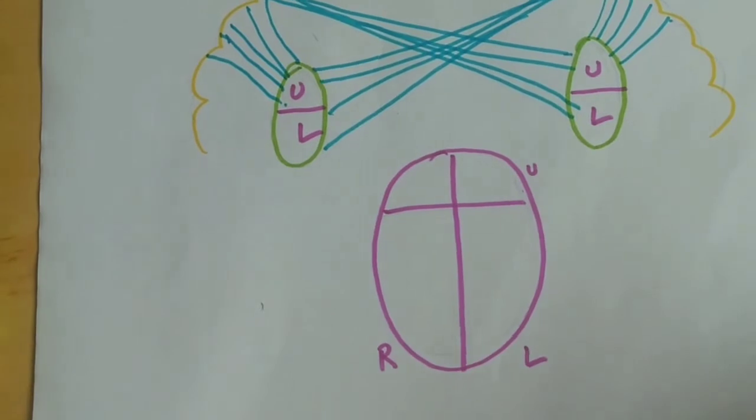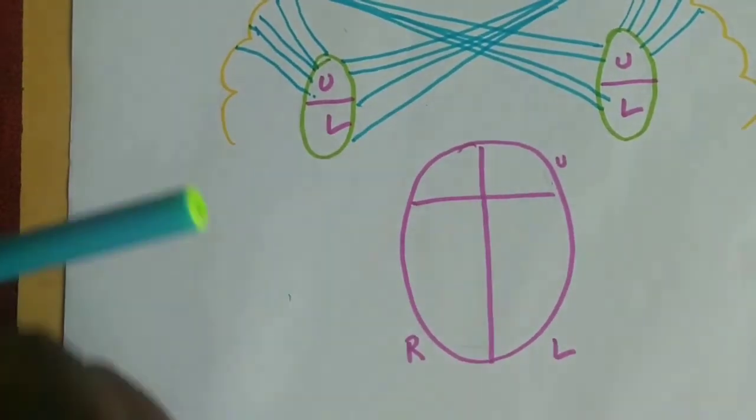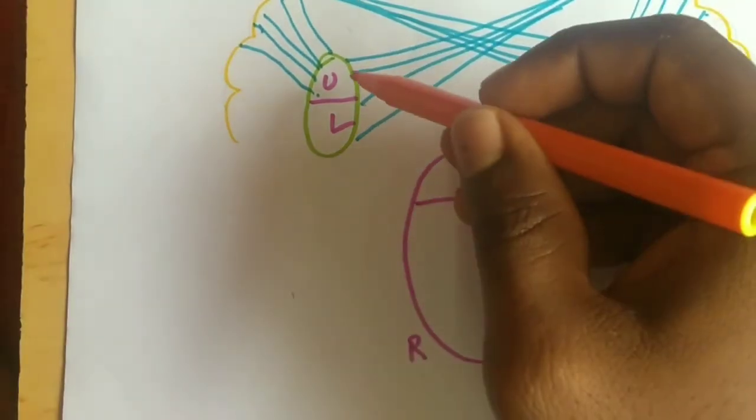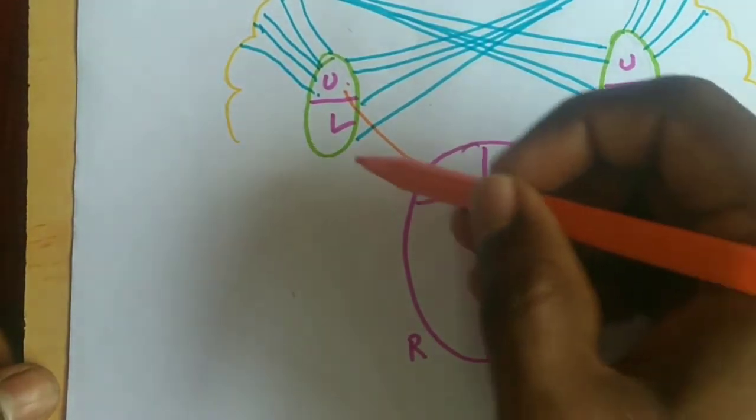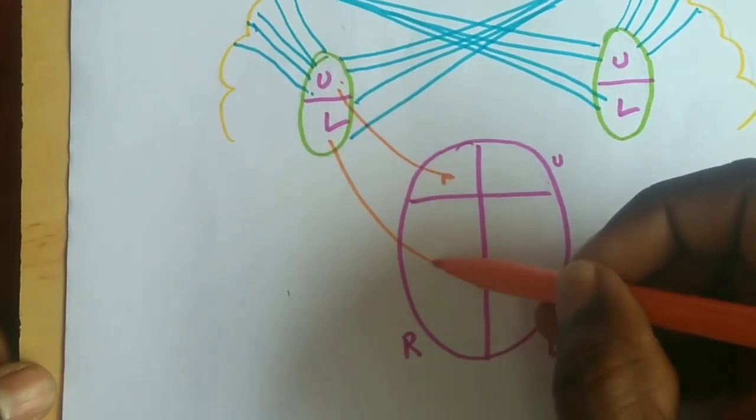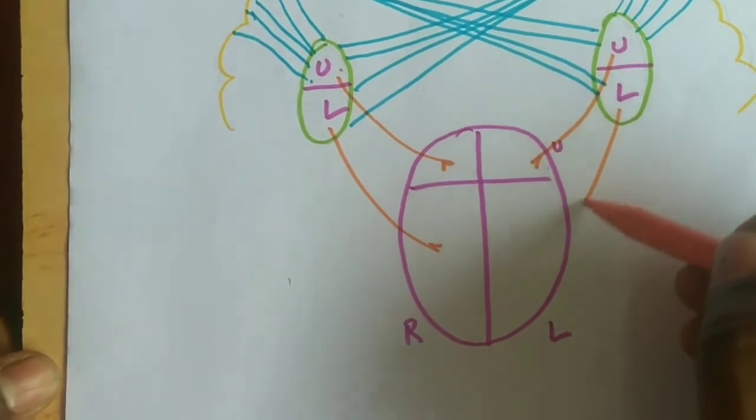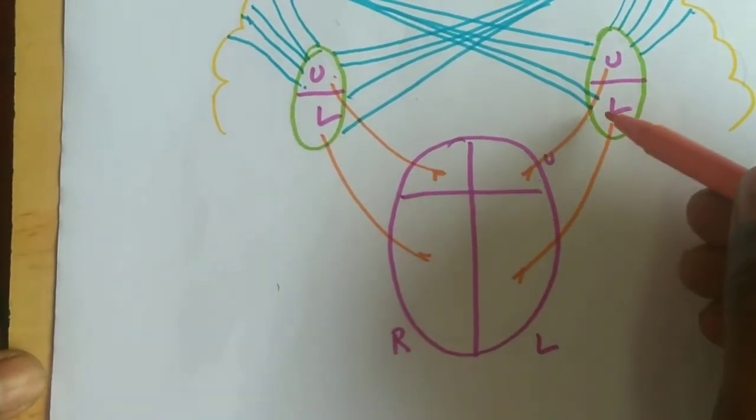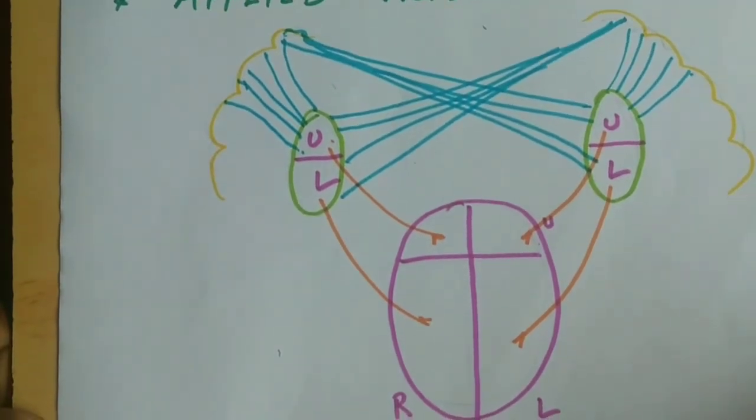Next, what we have to understand is that the upper part of the facial nucleus controls the upper part of the face, and the lower part of the facial nucleus controls the lower part of the face. It happens on either side like that.